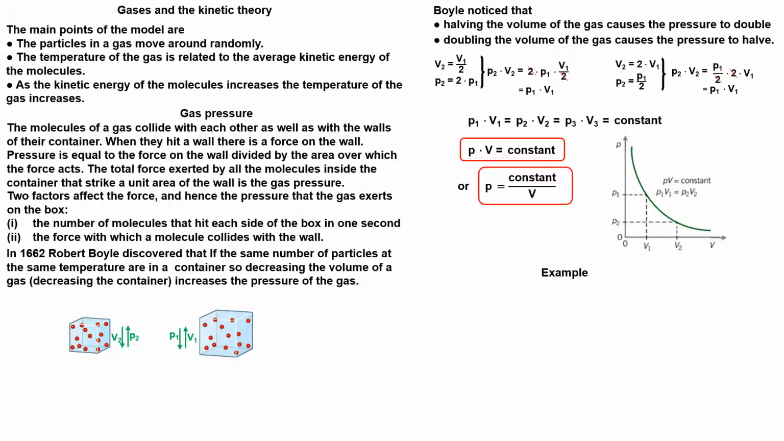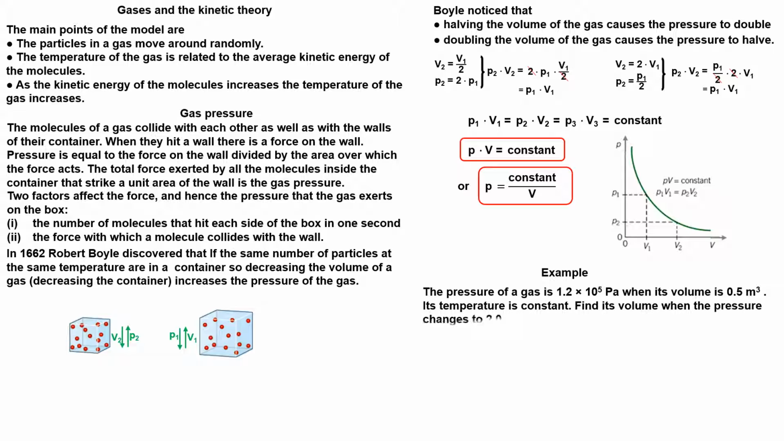Example. The pressure of a gas is 1.2 × 10^5 Pascals when its volume is 0.5 meters cubed. Its temperature is constant. Find its volume when the pressure changes to 2.0 × 10^5 Pascals. Take the values given in the question and substitute into Boyle's law.